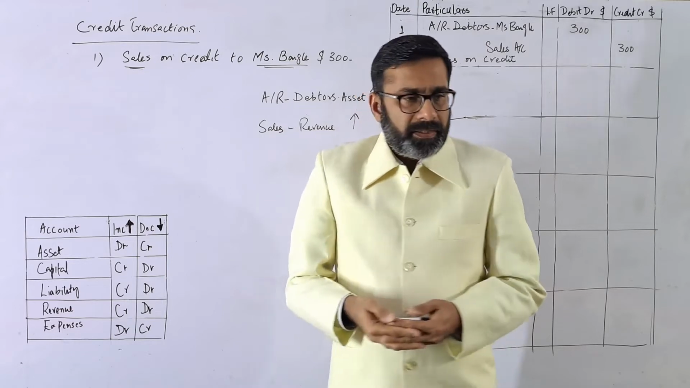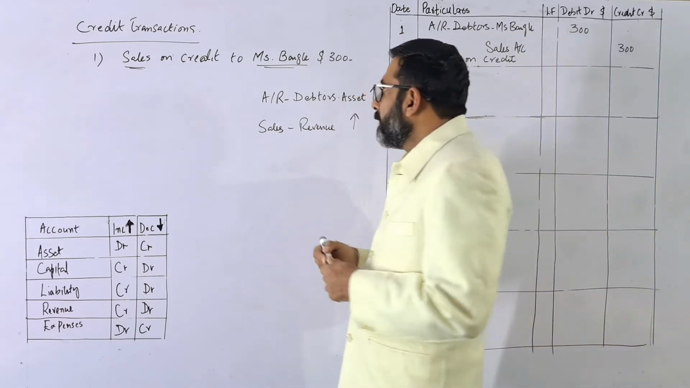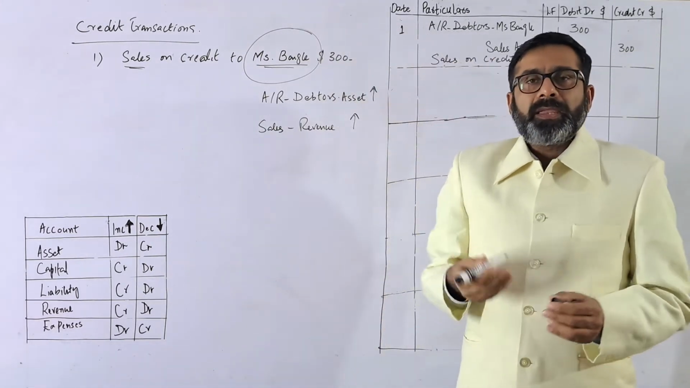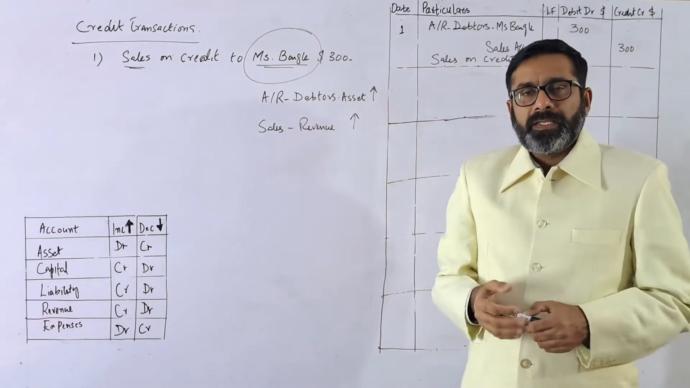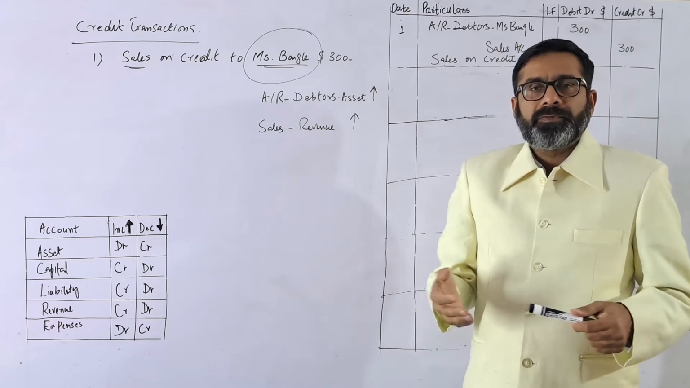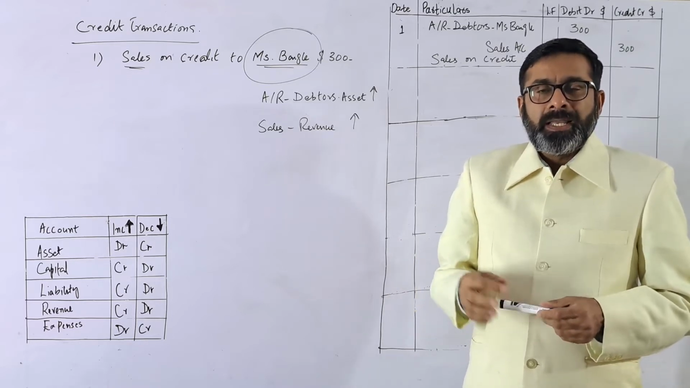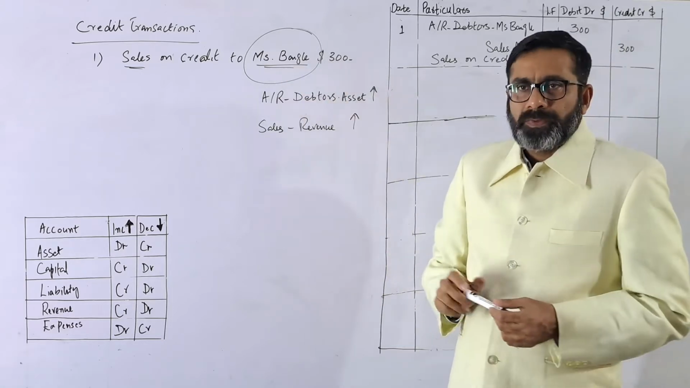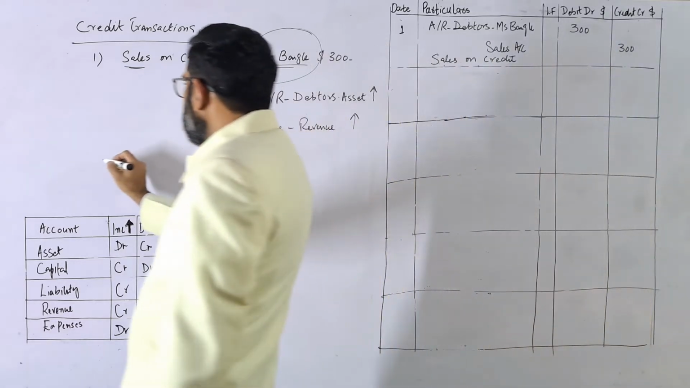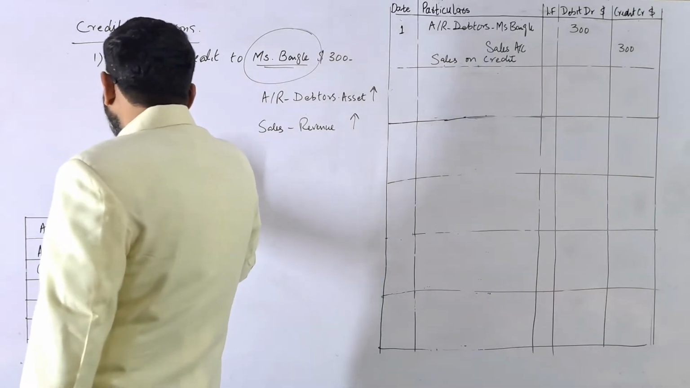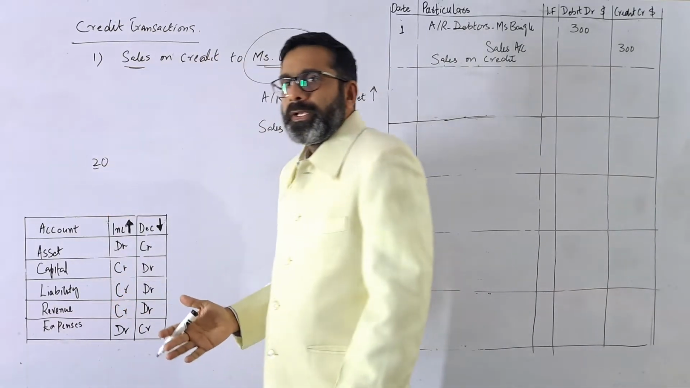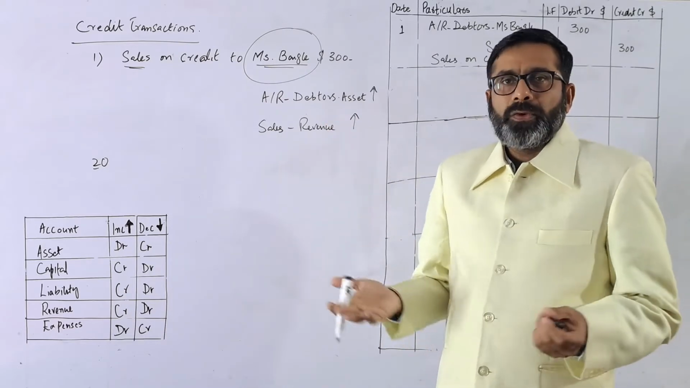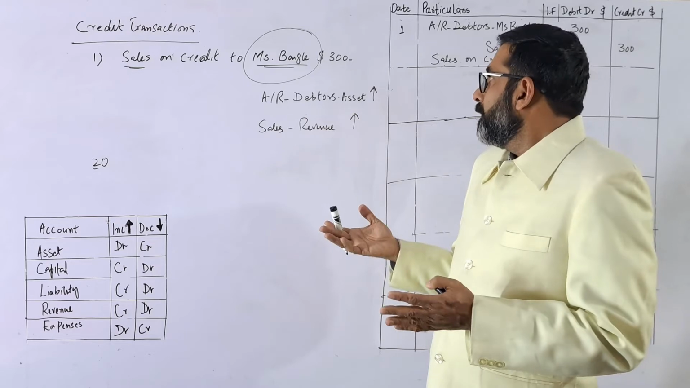Now the next possibility is that this person may give you the money after 5 days, after 10 days, after 15 days. So now we have to see what the effect is when we receive the money from that customer. We will record it as the second entry. For example, on the 20th, after 20 days, Mr. Bengal or Miss Bengal has given us the 300 amount.